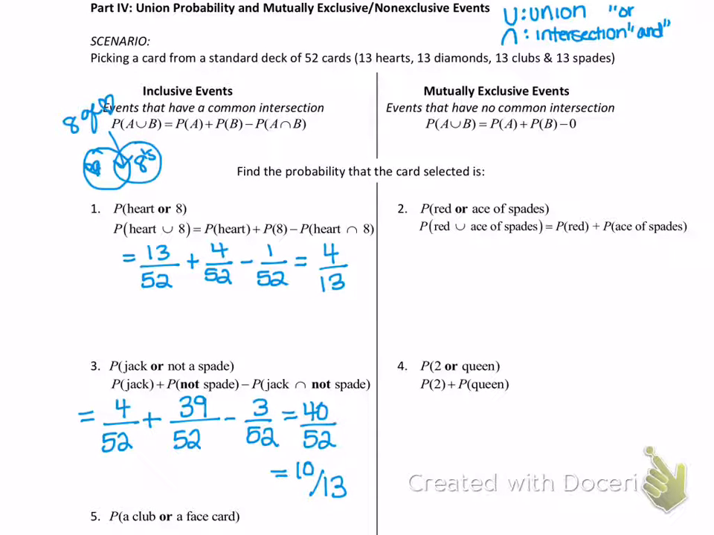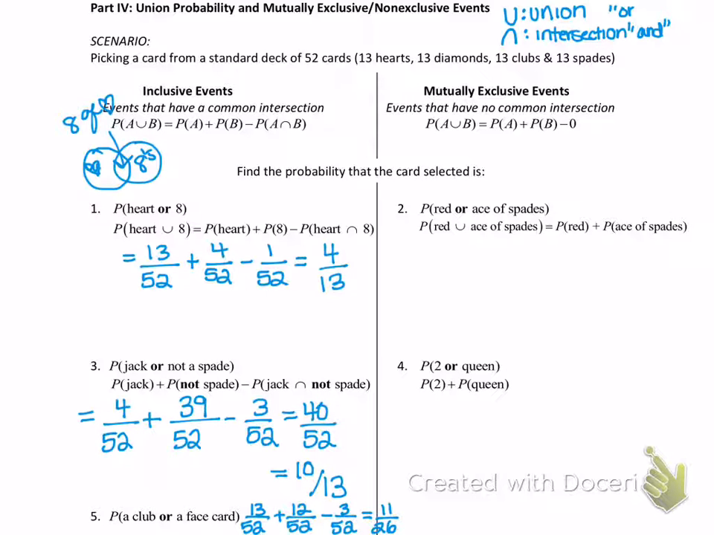Okay, and then the bottom one is the probability of a club or a face card. So this is a club plus a face card, and then we're going to subtract any clubs that are face cards. The probability of getting a club is 13 out of 52, plus a face card, there's 12 face cards. And a club that is a face card, there are 3 clubs, Jack, Queen, King, that are face cards. So we're going to subtract 3, and we get 22 over 52, which simplifies to 11 over 26.